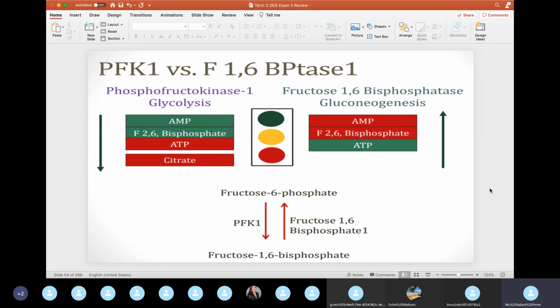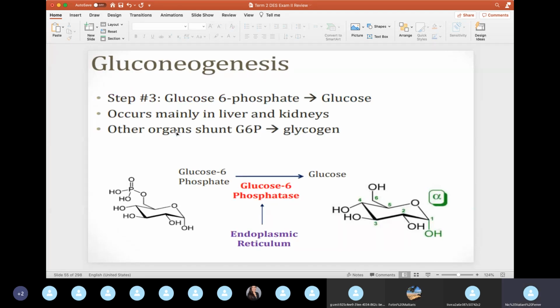If you have AMP and fructose 2,6 bisphosphate, you are increasing the activity of your phosphofructokinase 1 in glycolysis. In gluconeogenesis, AMP and fructose 2,6 bisphosphate, you are decreasing your gluconeogenesis. So step 3 is we need to trap this glucose 6-phosphate to become glucose, right? So what is that enzyme that we need? Glucose 6-phosphatase, high yield, to convert glucose 6-phosphate into glucose.